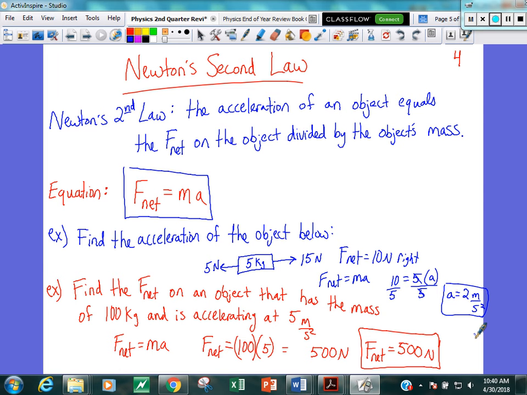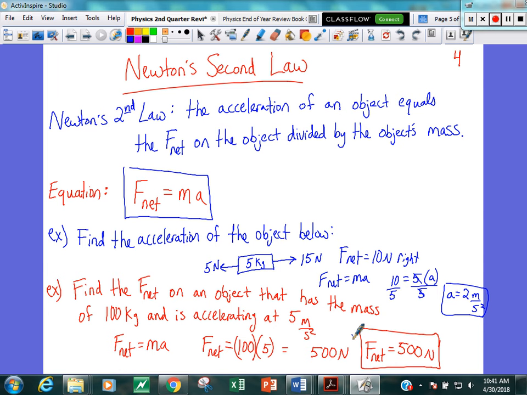Well, let's try asking it a different way. What if I asked you this question on the final exam? I said, find the net force on an object that has the mass of 100 kgs and is accelerating at 5 meters per second squared. So now I give you the mass and the acceleration, and I want you to find the net force. Well, again, I hope that you will just use Newton's second law. Force net is equal to ma. The mass was 100 kgs. The acceleration was 5. So if you do 100 times 5, it's 500. But that's telling us the net force, so it's 500 newtons. And so that net force would have to equal 500 newtons.